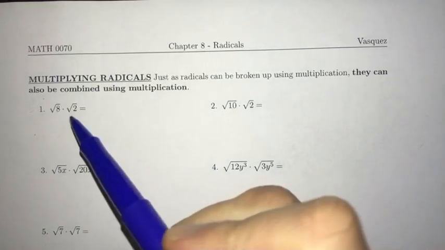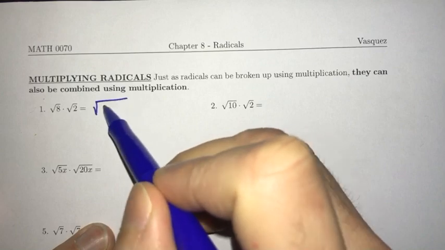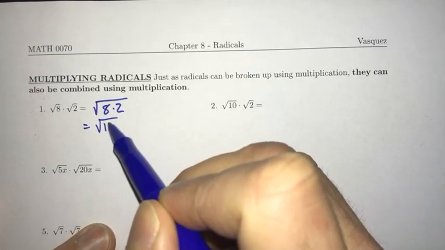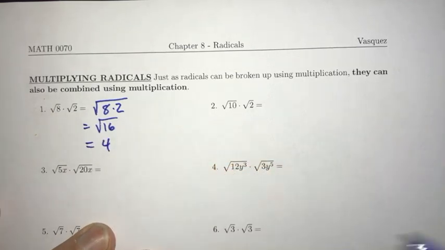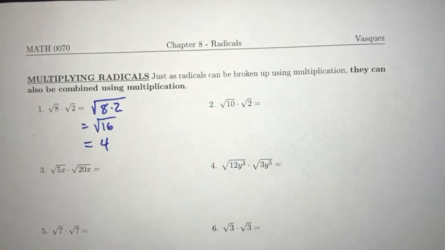And so we don't know what the square root of 8 is, we don't know what the square root of 2 is, but we know that we can multiply them together, the insides. 8 times 2 is 16, and the square root of 16, we do know what that is. So the square root of 8 times the square root of 2 is actually 4. That's what it works out to be.